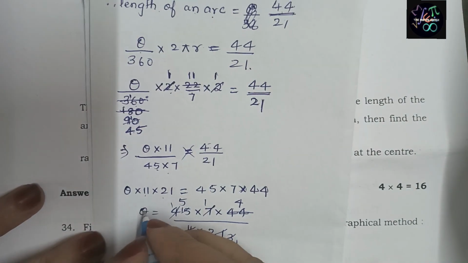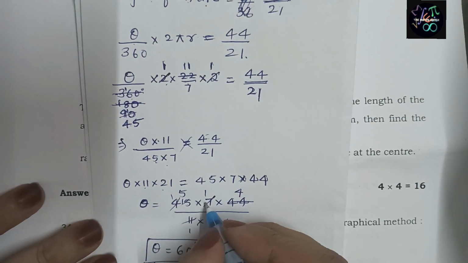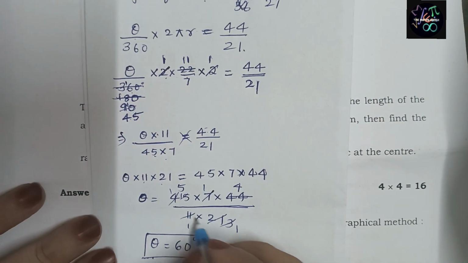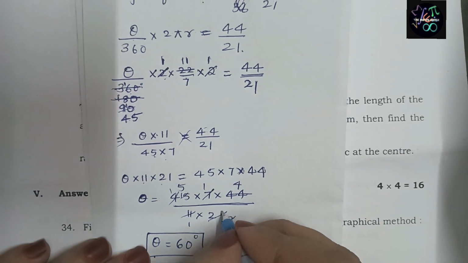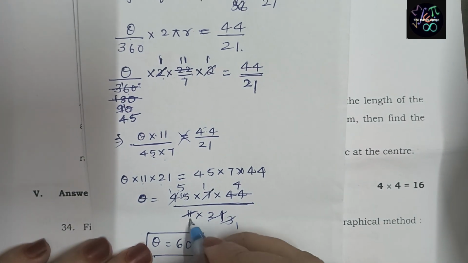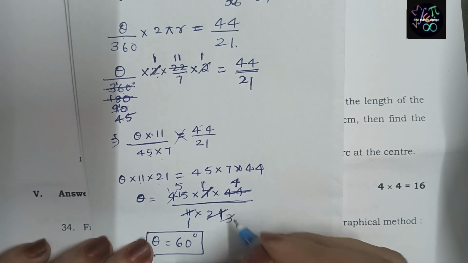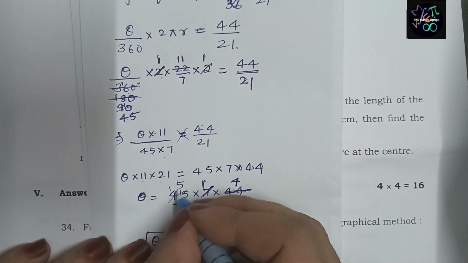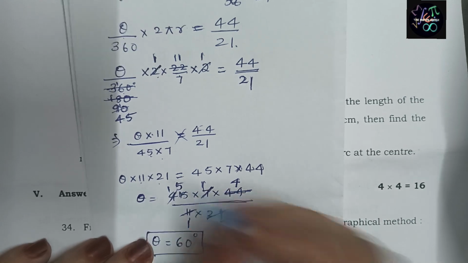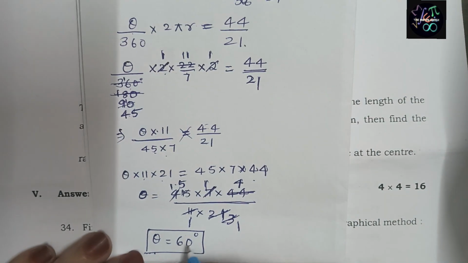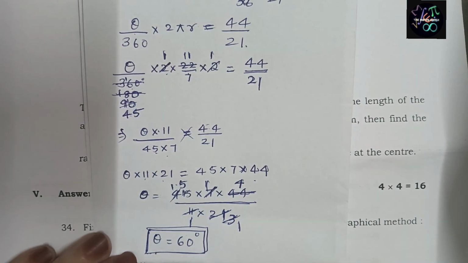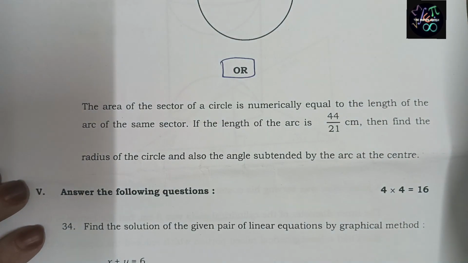Okay. Now we want theta value. Theta is equals to 45 into 7 into 44 by 11 into 21. Okay. So let us cancel. 11 1s are 11, 11 4s are 44. Then 7 1s are 7, 7 3s are 21, 3 1s are 3, 3 1s are 3, 3 5s are 15. So 15 4s are 60 and we got theta value as 60 degree. So this completes question number 33.